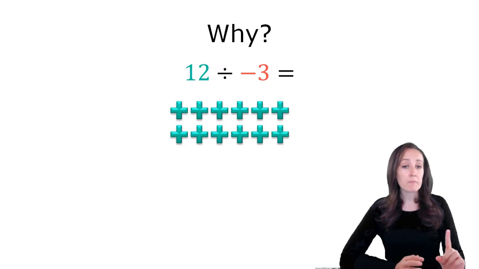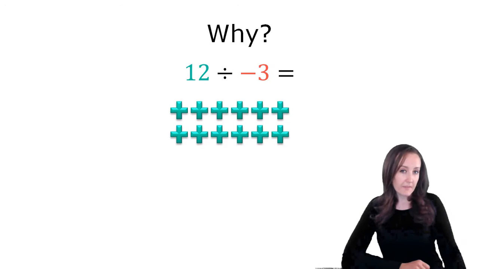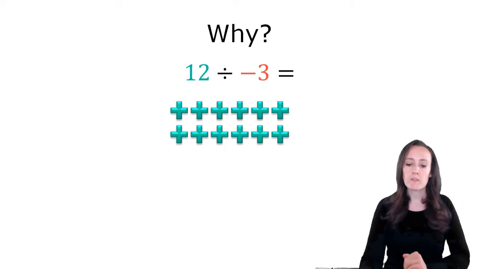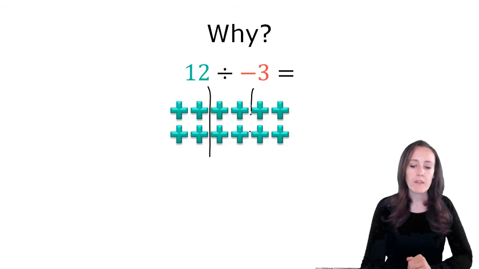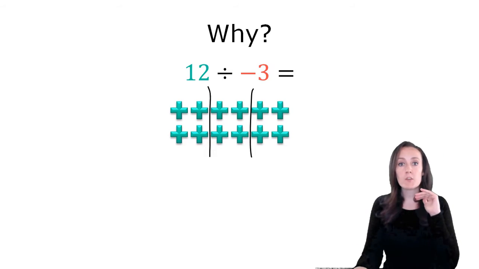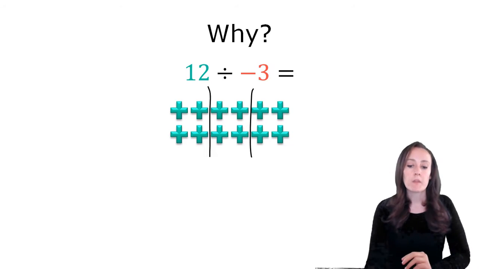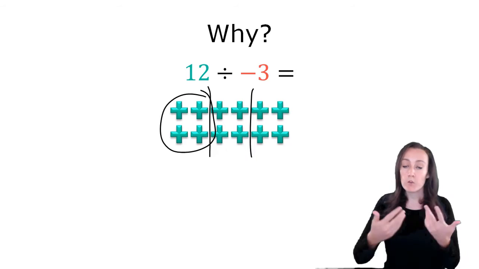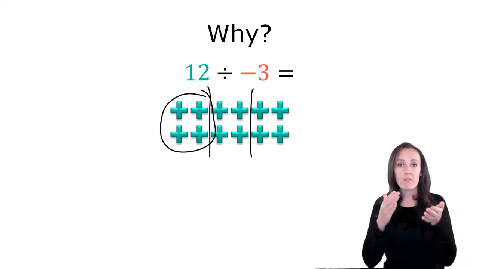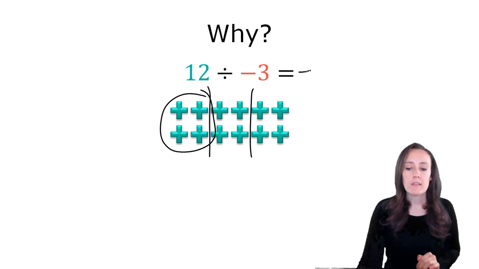Now, if I have something like 12 divided by negative 3, this is where it gets a little bit interesting, because you're splitting the 12 positives into 3 groups. However, these groups are negative groups, which means that you're going to take the opposite of what is in that group. So 12 divided by a normal 3 or a positive 3 would be 4, but 12 divided by a negative 3 is going to be the opposite of that, which is a negative 4.